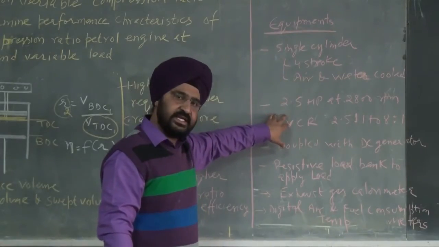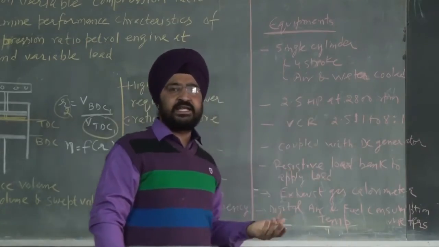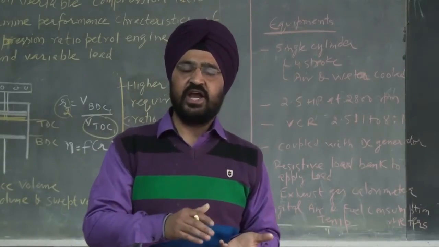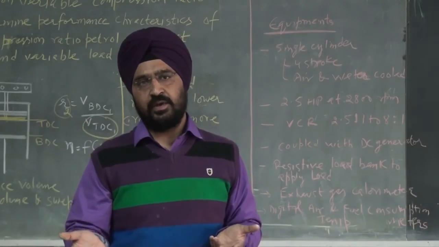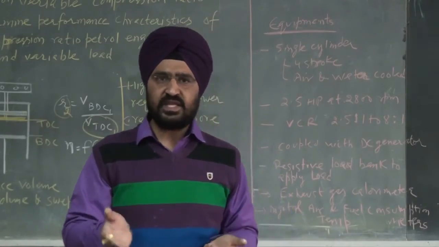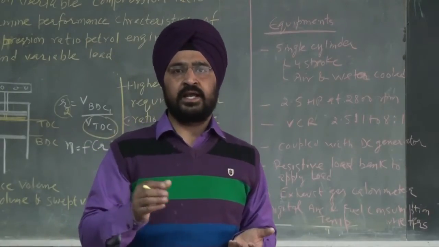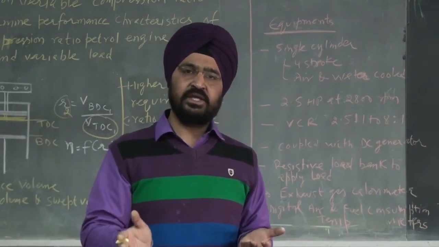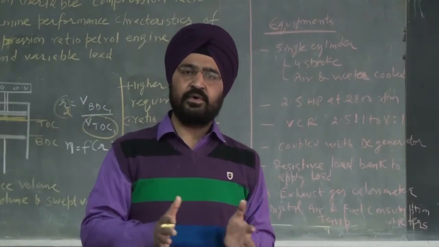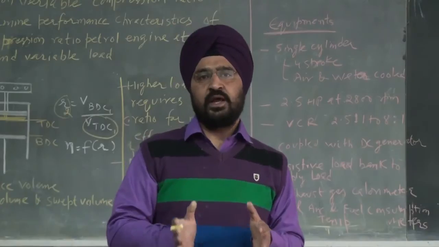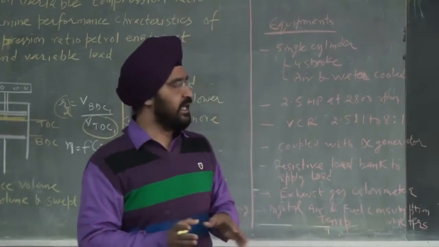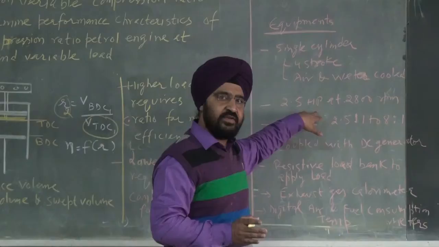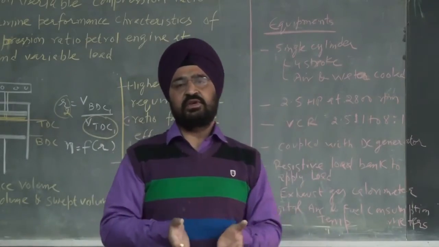Now what is the specification of this single cylinder? It has 2 horsepower at 2800 rpm. This engine is capable of operating from some fixed rpm like 2500, up to 4000 rpm, or you may even operate at 2200. So from 2200 up to 4000 or so. These are approximate values at which this engine will operate. The rated speed is 2800, and at that rated speed the power of the engine is 2.5 horsepower.